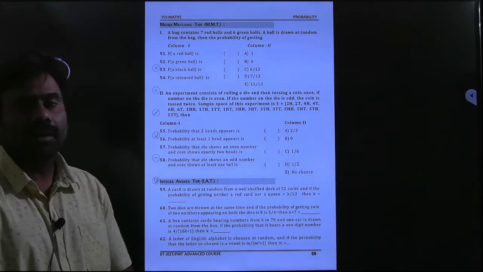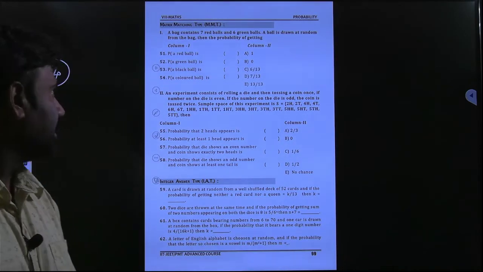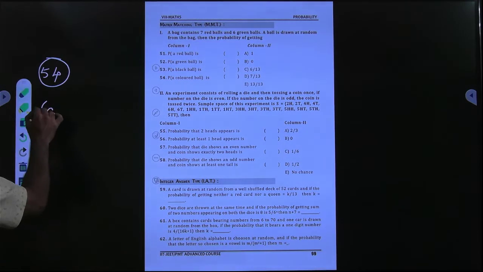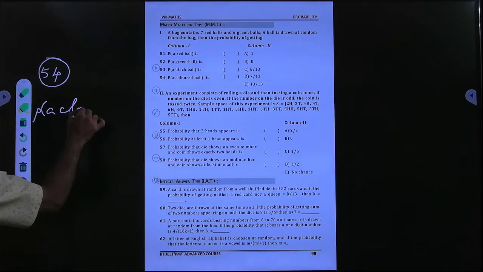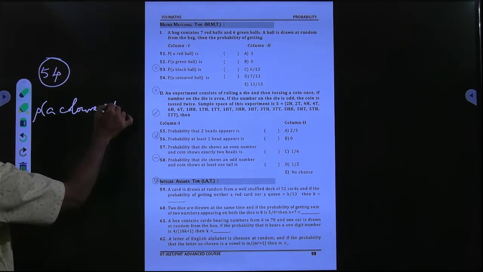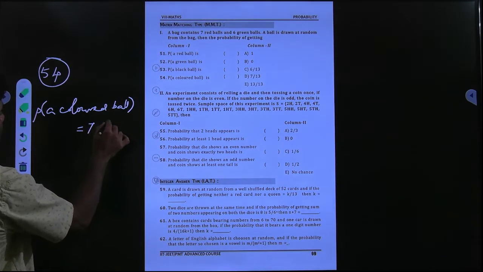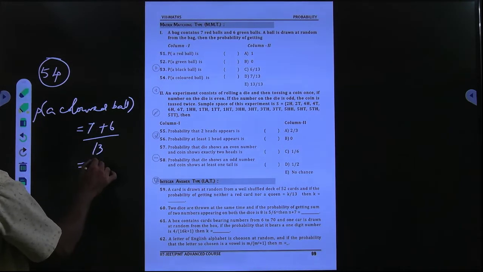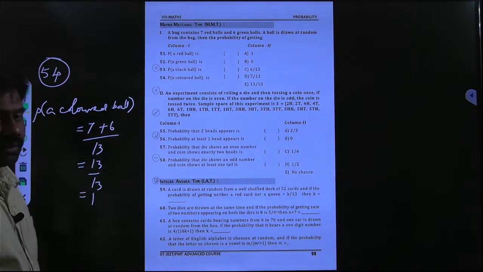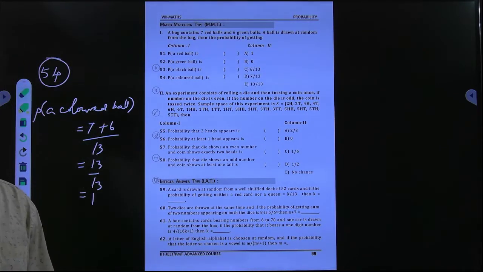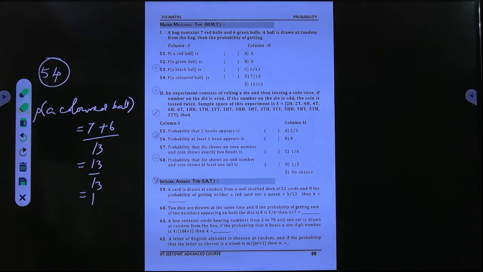P of a colored ball. A colored ball means any one of the colors, either red or green. So P of a colored ball is equal to, either red or green means all are favorable colors, 7 red balls plus 7 green balls by the total number of balls, 13. 13 by 13 is equal to 1. This type of event is called a sure event. The probability of a sure event is always equal to 1. So from the given options, option A as well as option E are both correct.